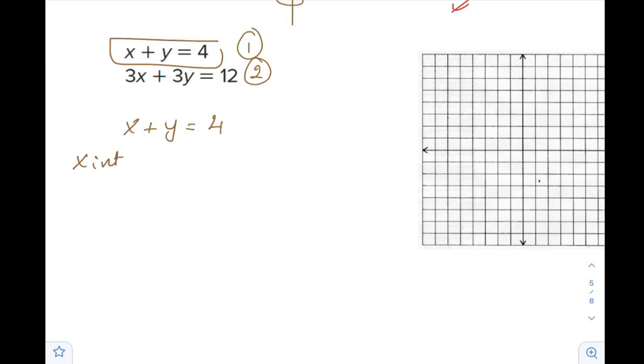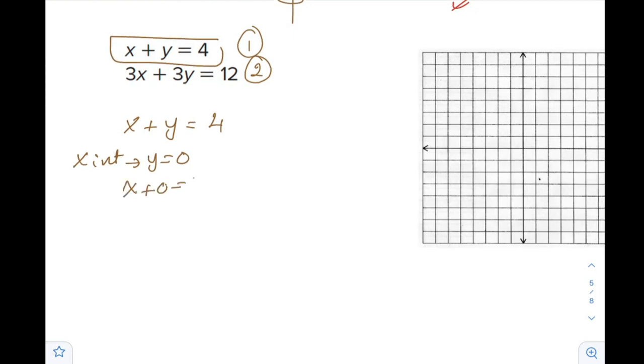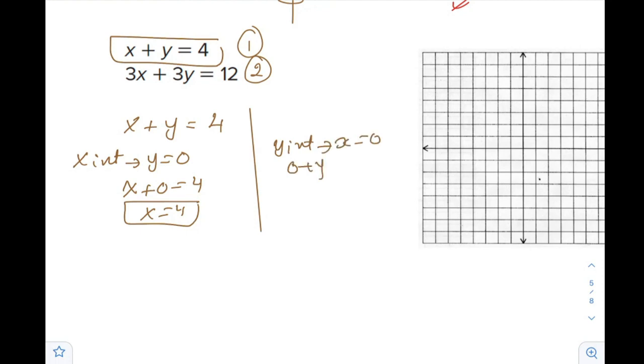To find the x-intercept لإيجاد مقطع x, assume y is 0. So when y is 0, x plus 0 is 4, يعني x is 4. If you want to find the y-intercept, then x is 0, so 0 plus y is 4, then y is 4.